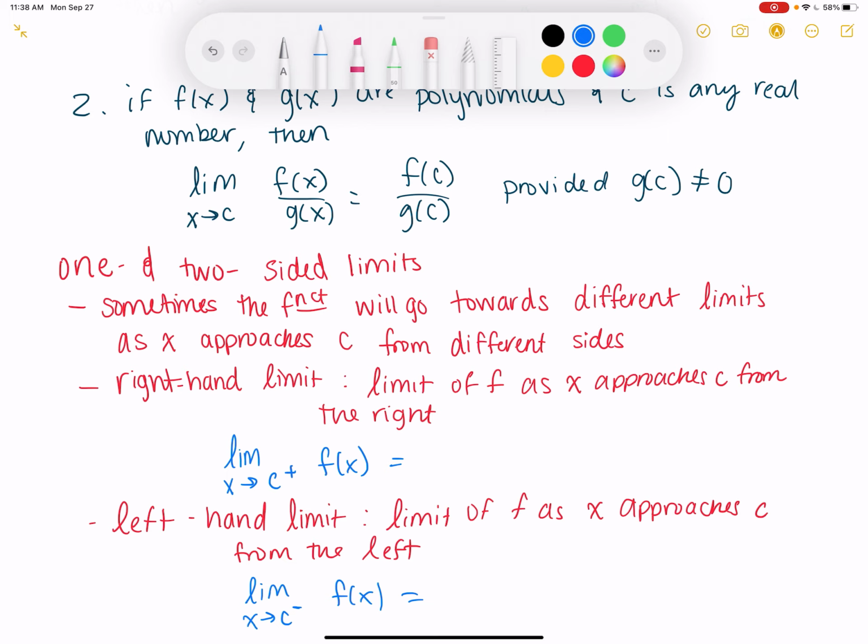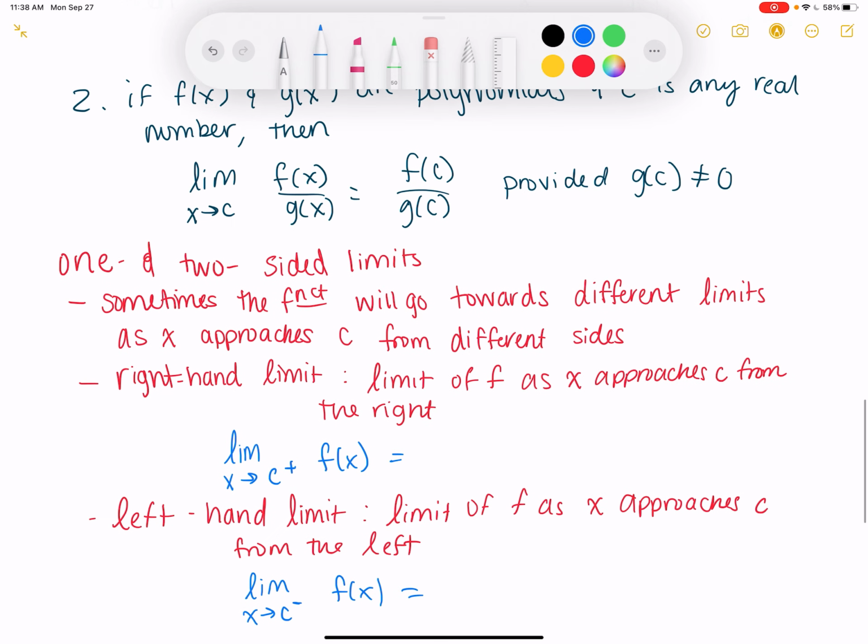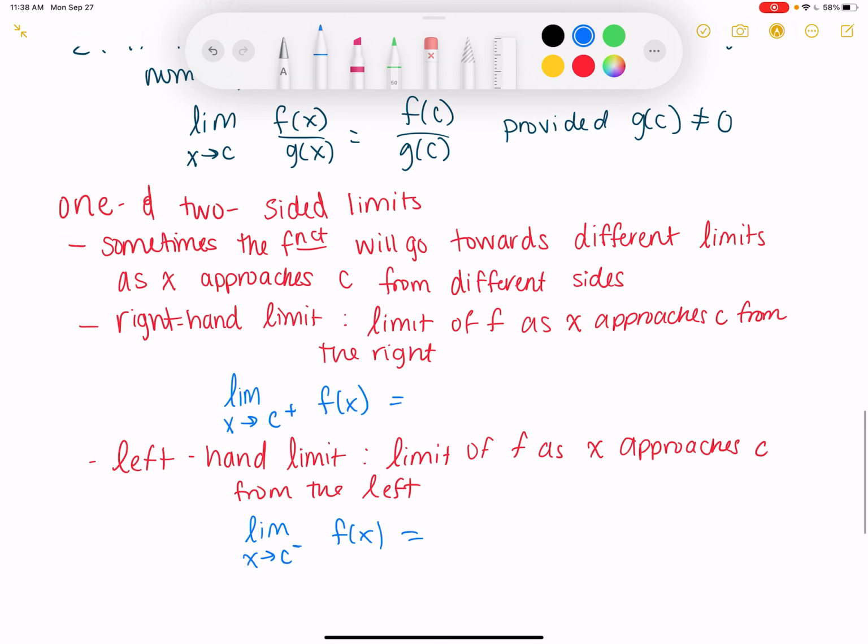Are we all down to the 1 and 2-sided limits? I'm writing the last thing. Okay. Go like there, we're good.